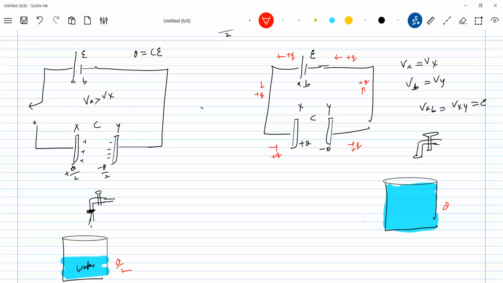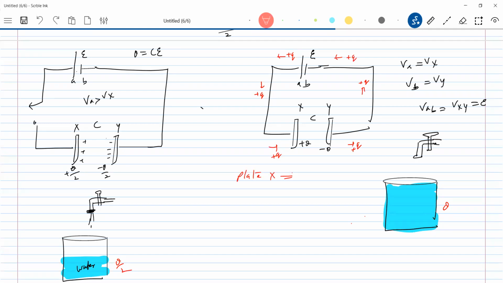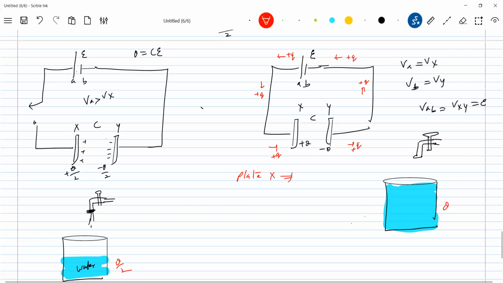I'll just take help of the bucket. Earlier there was 10 liters, now 20 liters. What does it mean? 10 liters entered. The same thing, I'll take help of plate X here. What was the initial charge? Q by 2. Some charge entered, and finally it has become Q. So how much is Q minus Q by 2? Q by 2. Like this, I'm able to tell what charge has flown through the cell.